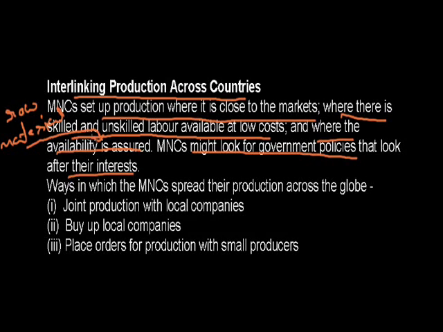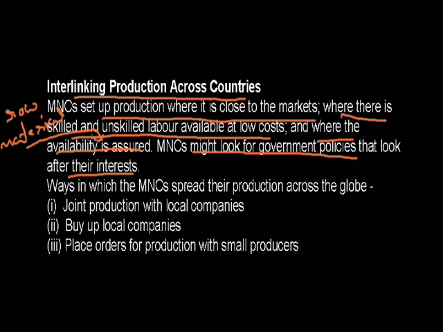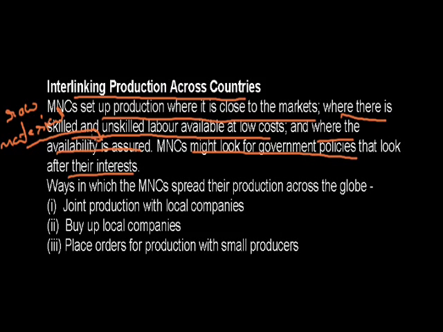So if you are transporting these raw materials, it will increase your cost price, and if the cost price is more, the selling price will increase, and that will reduce the demand. So these types of industries, which are raw material based industries, are located in those areas where the raw material is easily available. And MNCs also look for government policies that can affect their interests. Then next comes the ways in which the MNCs spread their production across the globe.